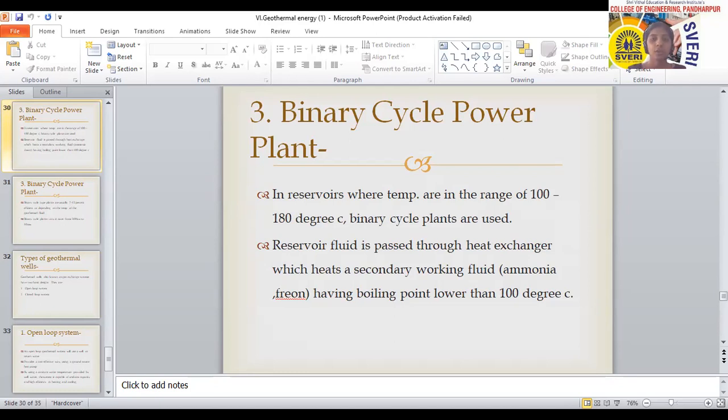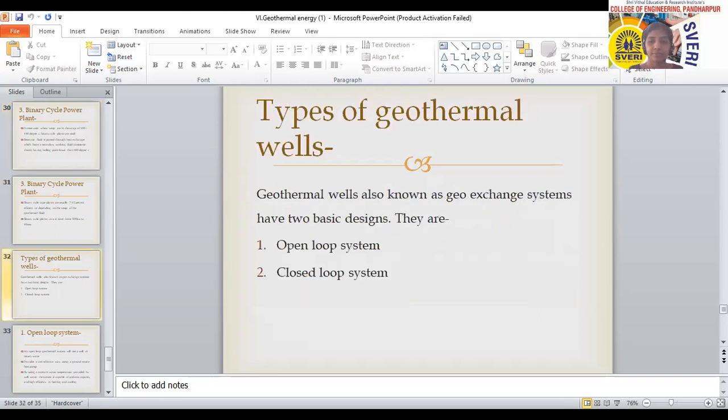Yes. Okay, the next point is the types of the geothermal wells. So there are 2 types of geothermal wells. The first one is the open loop system or closed loop system. You have seen in the control system what an open loop system and a closed loop system are.